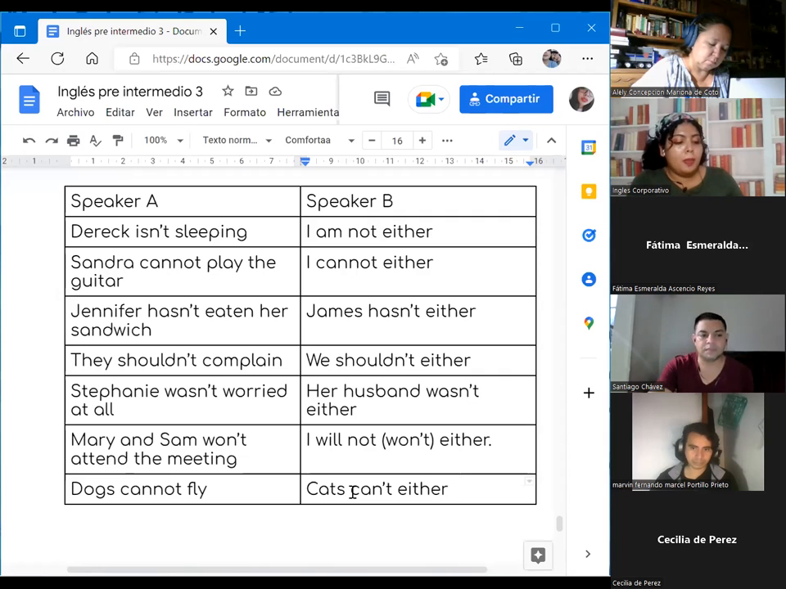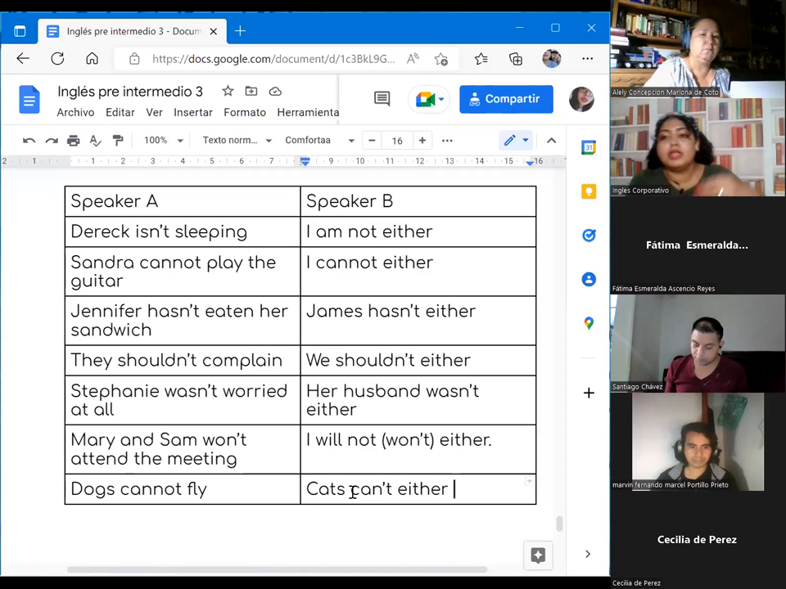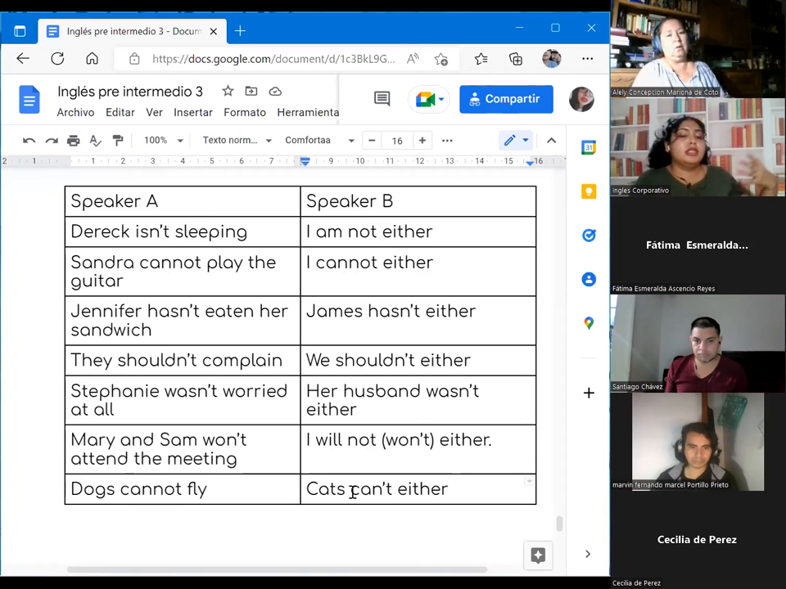Siempre necesitamos el so, el to, el either y el neither. También necesitamos el auxiliar. Y necesitamos el sujeto, el subject, para responder. Si tenemos esas tres cosas, ya tenemos nuestra respuesta. Solo tenemos que saber dónde ponerlas.